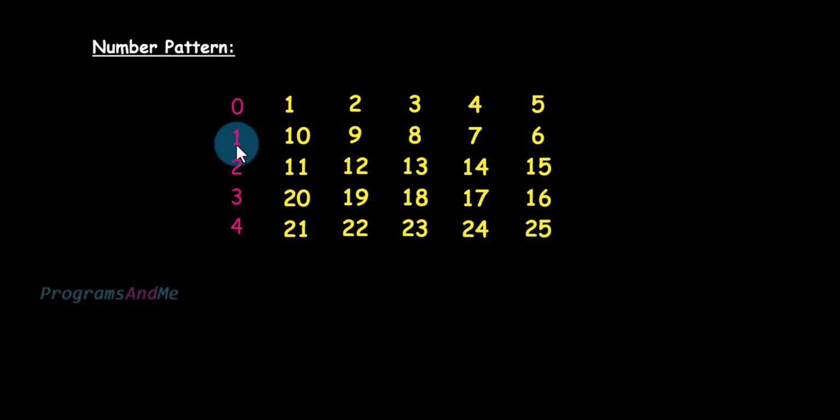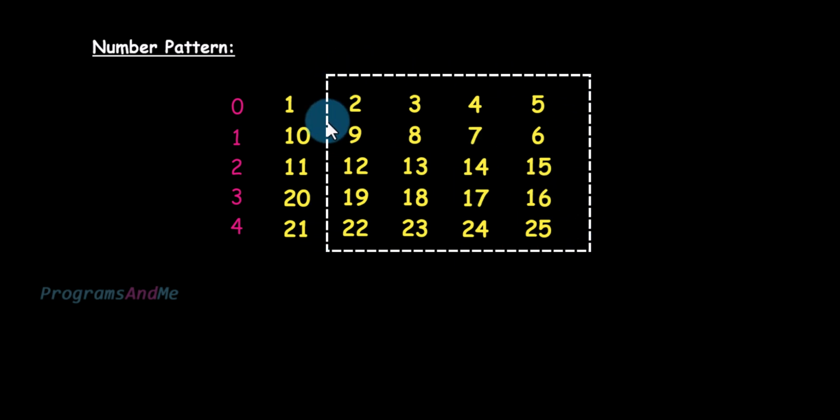Then in the odd row we can see to get this number we need to minus 1 from the previous value. 10 minus 1 is 9, 9 minus 1 is 8, 8 minus 1 is 7, 7 minus 1 is 6. Here also 20 minus 1 19, 19 minus 1 18, 18 minus 1 17, 17 minus 1 16. In the even row to get the numbers we need to add 1 to the previous value. In the odd row to get the numbers we need to minus 1 from the previous value. So now we know how to print these numbers.